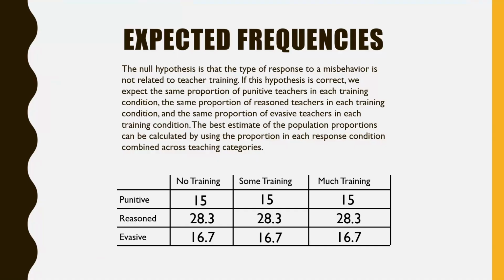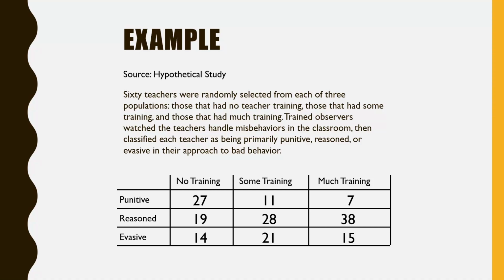Can we say that the teacher training caused the differences? Well, let's look back at the example. Notice we sampled from each of 3 existing populations. So we cannot say that it caused. Why not? Because there might be confounding variables.